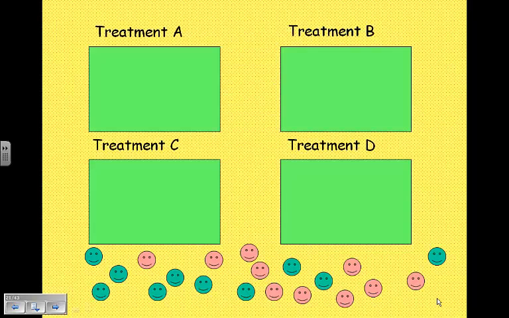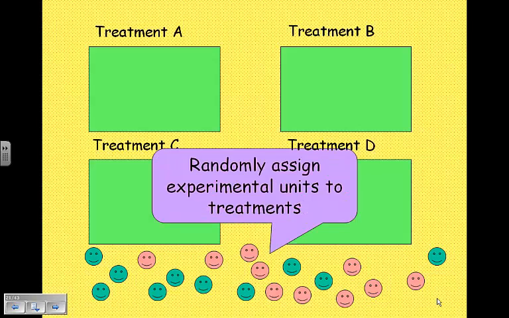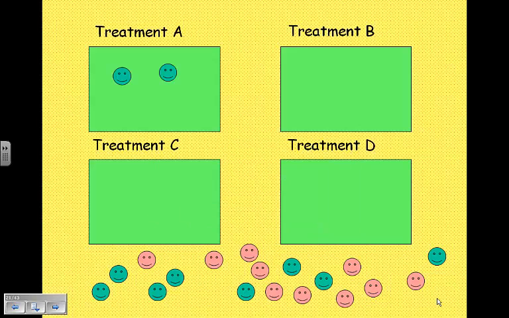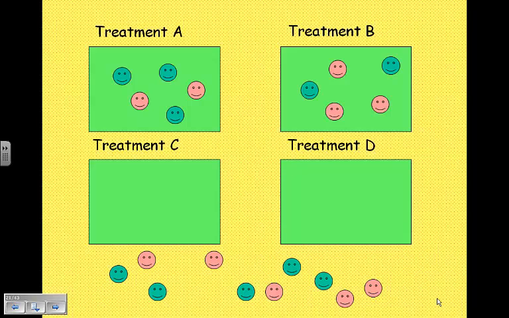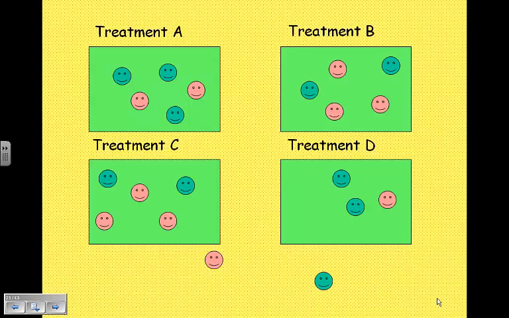So for example, we have a bunch of pink and blue shiny smiley faces. So we randomly assign the experimental units to the different treatments. Alright, so we just randomly assign them to all the different treatments. This would be a completely randomized experiment. No pattern, nothing's going on, completely randomized.